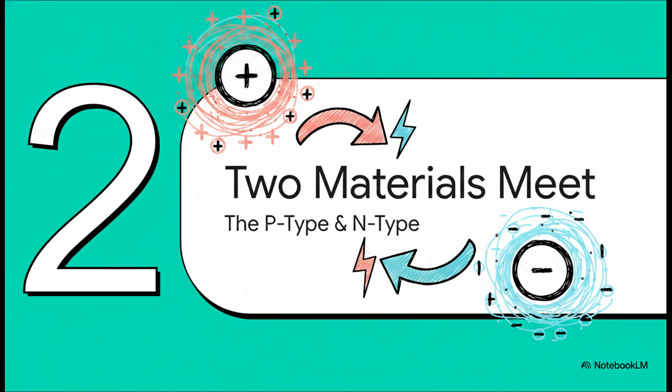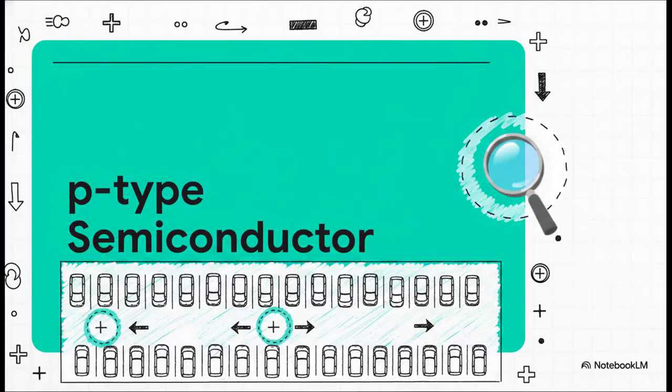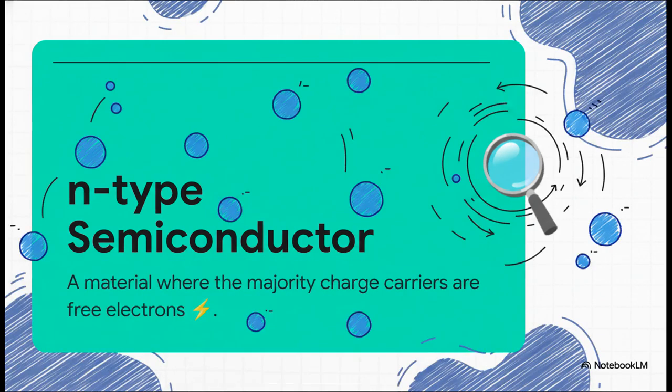Let's meet the two main characters in our story, the P-type and the N-type semiconductor. First up, we've got our P-type material. A good way to remember it is P for positive. Now, its whole deal is that it has a bunch of what physicists call holes. The best way to picture this is like a parking lot that's almost full, but it has a few empty spaces. Those empty spaces, the holes, can kind of move around as cars shift, and they act just like positive charges.